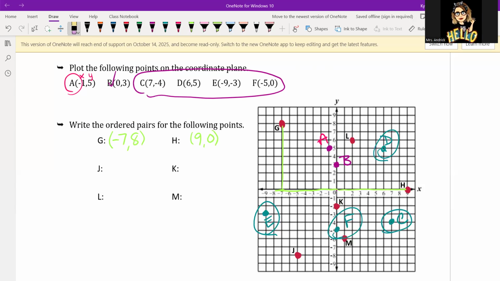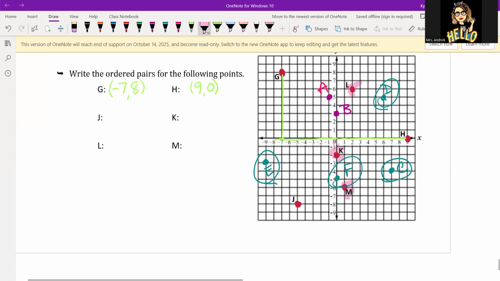If you could do L, J, M, and K, find those ordered pairs for me right now, pause the video and do it, and then we'll check it real quick.